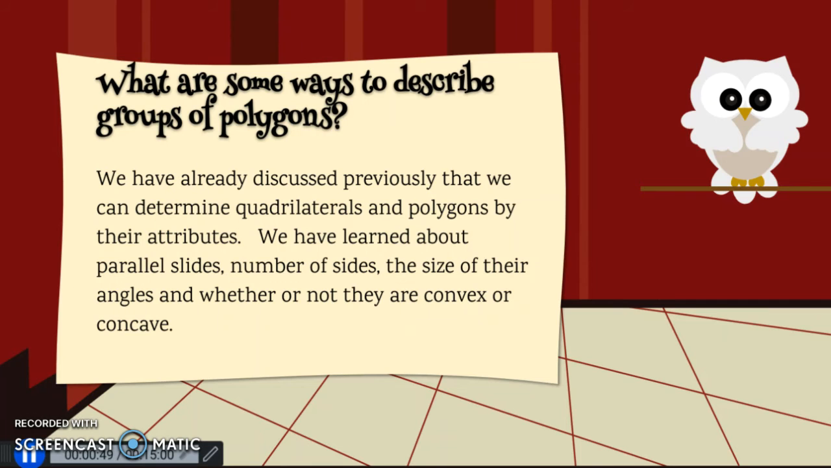And just as a reminder, we talked about how we could describe groups of polygons. We've already discussed previously, like I said earlier, about quadrilaterals and polygons, and we can classify them by their attributes. We've learned about parallel sides, number of sides, the size of their angles. We kind of talked about a 90-degree angle, but we're going to talk a little bit more about that today, and whether or not they are convex or concave. So again, we're going to be thinking about all of these things that we've already talked about, and we're going to apply them to classify shapes in other ways.